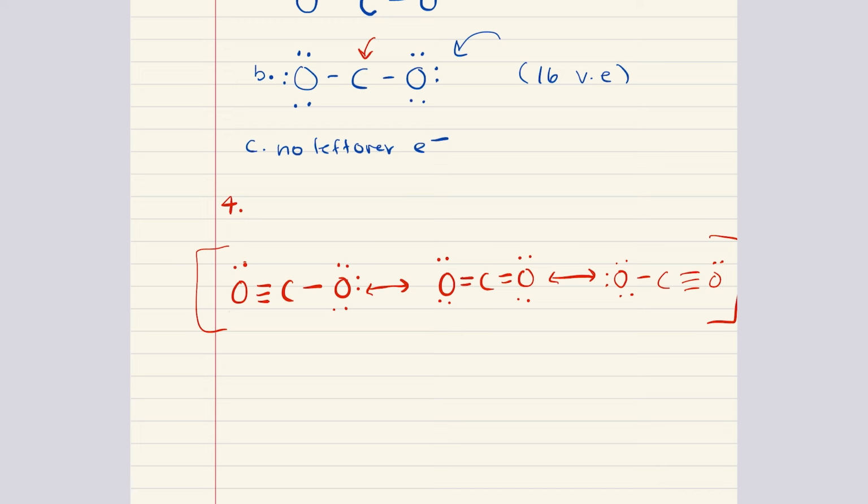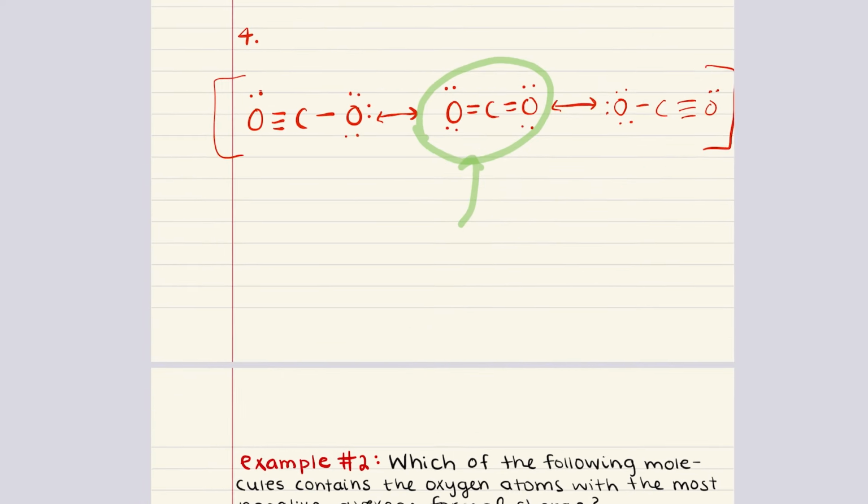Now, yes, carbon dioxide has these three resonance structures, but the one that is the most significant resonance structure is going to be this one. And it's going to be this one because each of these atoms actually has no formal charge. So this resonance structure is going to be the most significant resonance structure. So let's take a look at this.